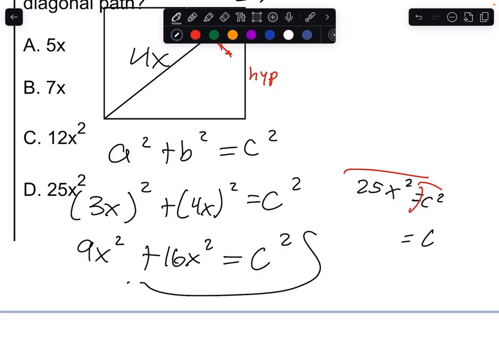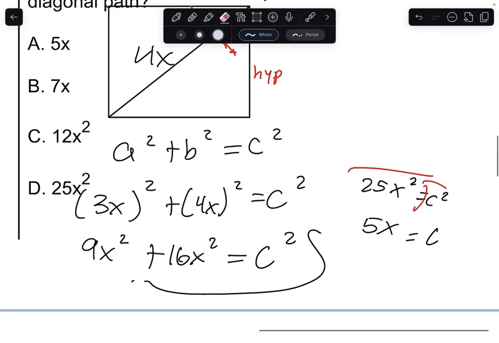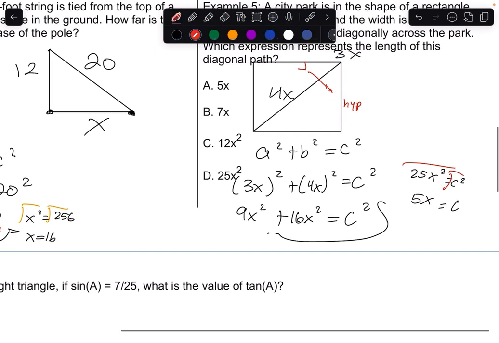Square root of 25x squared. Two different ways to approach that. Do the square root of 25, then do the square root of x squared. Another way is to think to yourself, I need a number times itself to give me 25x squared. Would be 5x in this case. Either way still gets you the same answer, which is 5x.